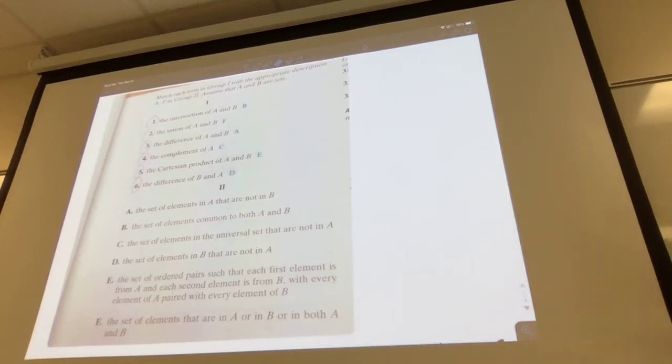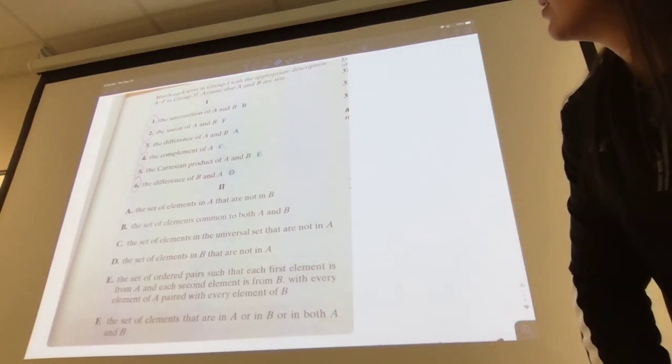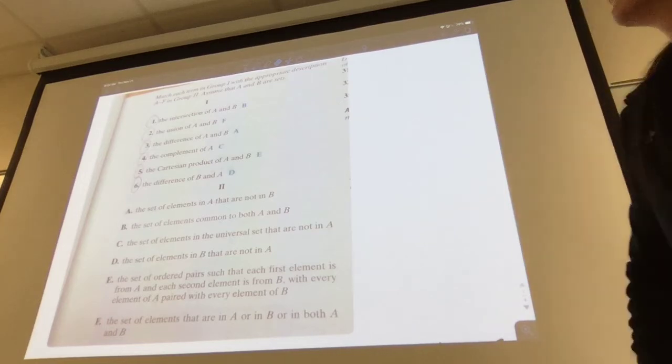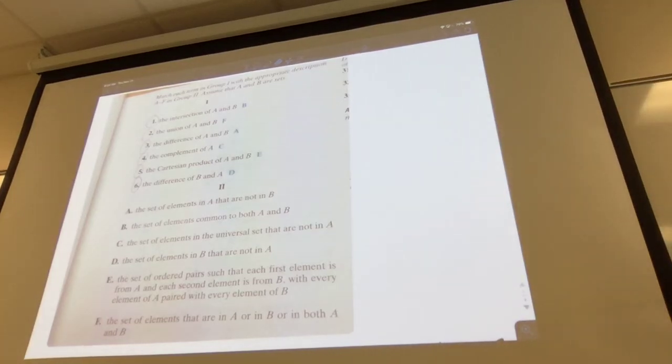The union basically means one of everything's included. So you want to include everything that's in each of the sets. When we're reading through our choices, that one's going to be the F, the set of elements that are in the set of ordered pairs such that the first element, wait a minute, what is that? That says F, that are in A or both in A and B, so F.